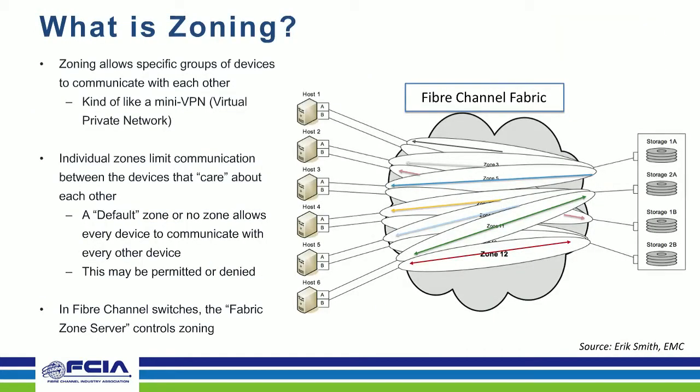Okay, so what is zoning? Zoning in Fibre Channel allows specific groups of devices, Fibre Channel end devices, not switches, but end devices, to communicate with each other securely. It's kind of like a mini VPN in that you're setting up little networks inside of your fabrics themselves. It's just a subset of the devices. So you define the devices that talk to each other and the devices that don't talk to each other.